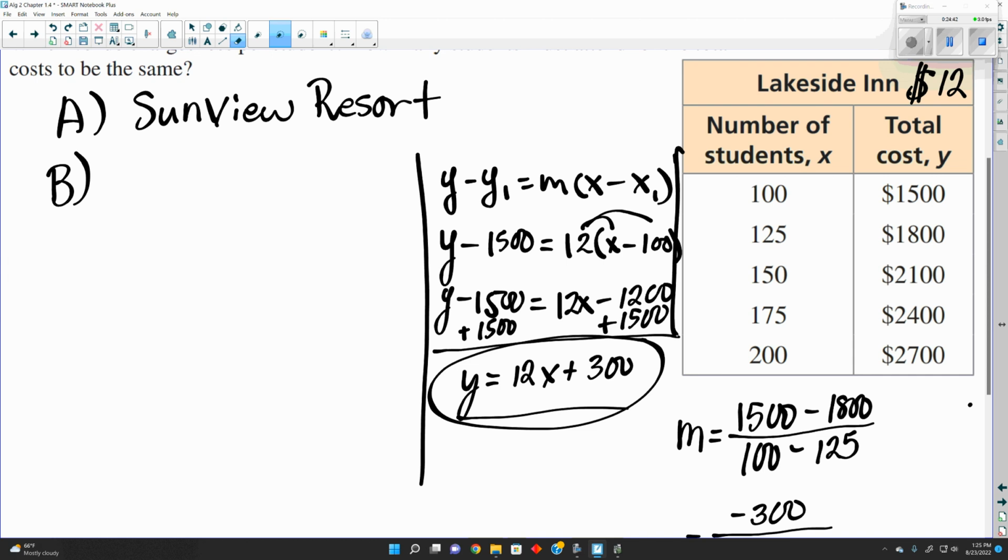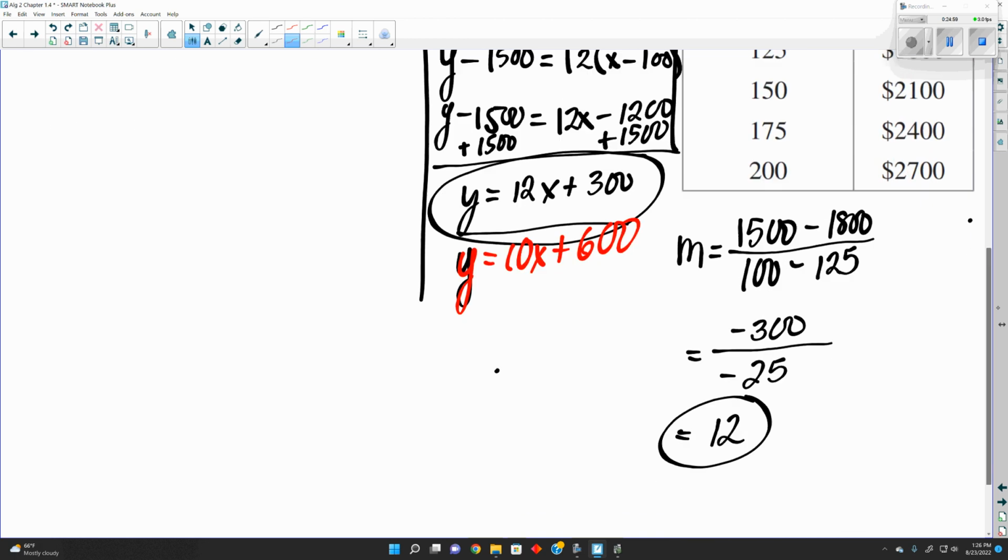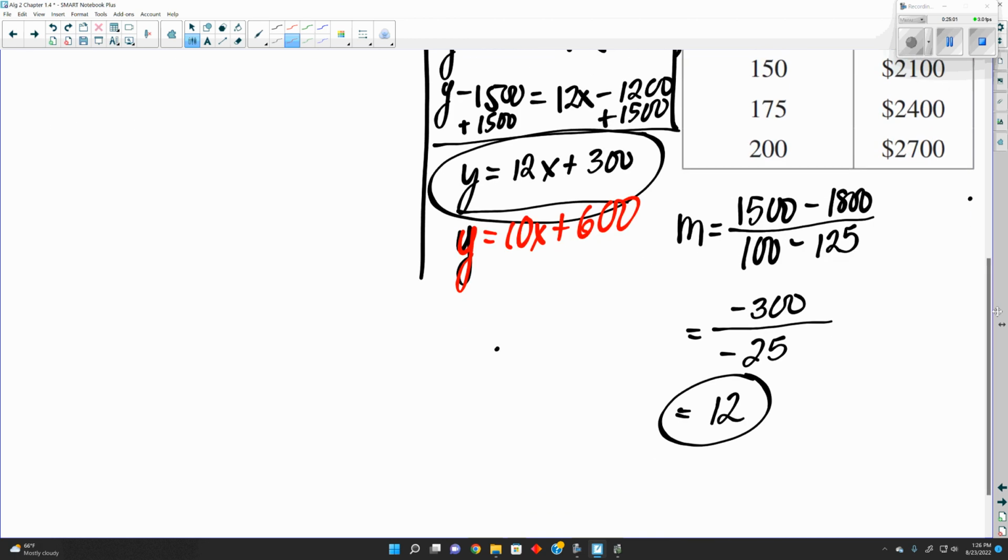Okay. Well, we have the two equations, yes? Because we have this one here, and Sunview was y equals 10x plus 600, yes? And we're wanting to see when these two have the same cost, yes? So we're wanting to see where the y values are the same. Well, if the y values are the same, it means that these here are going to be the same as well.